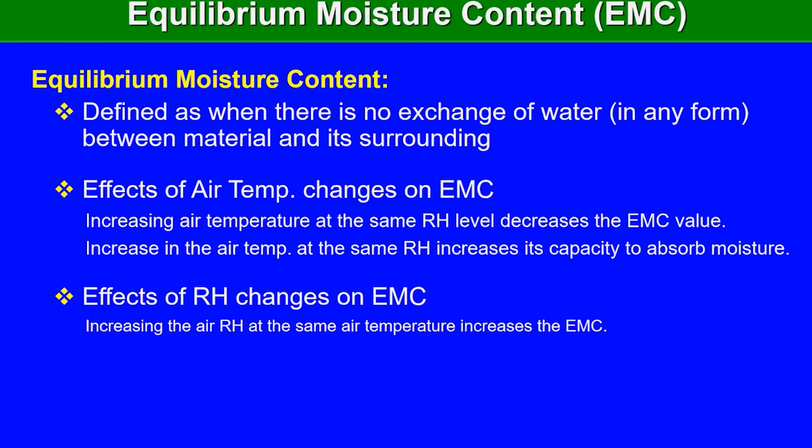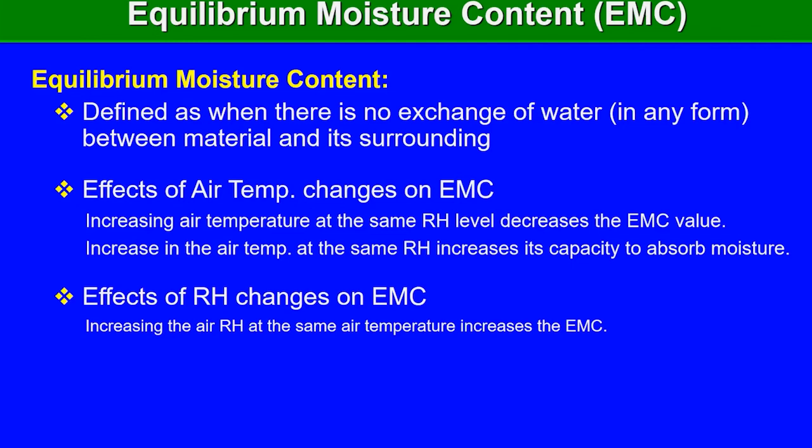So what does that mean? If you have higher relative humidity, but you are changing the air temperature, it would change the equilibrium moisture content. So I have one chart here. With increasing the temperature, and with the same relative humidity, you can see, for example, 60% here. By just increasing the temperature, the equilibrium moisture content would change.